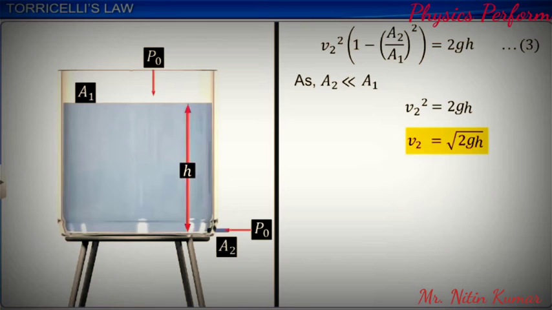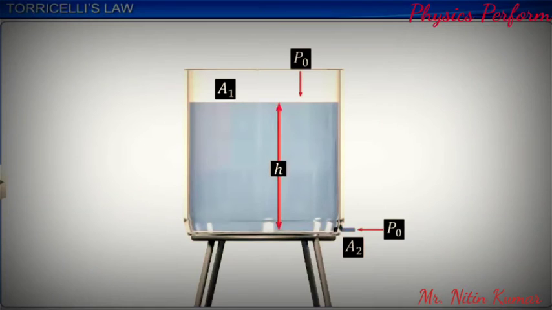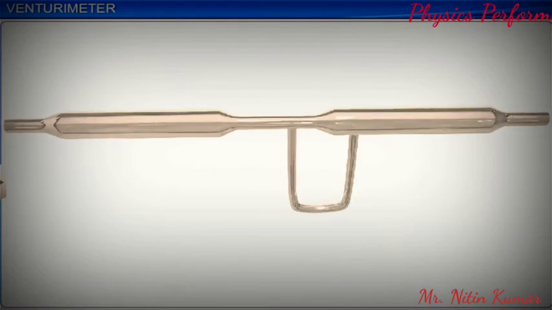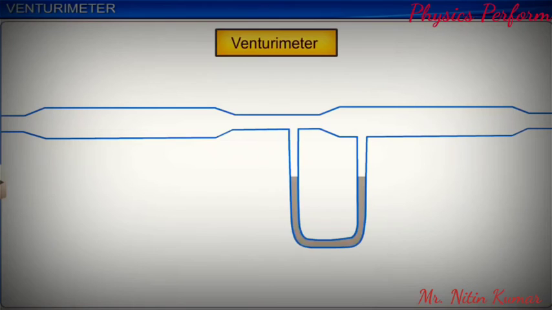The velocity of efflux is maximum when the depth of the orifice is at a maximum vertical distance from the free surface of the liquid, as V is proportional to root h. A venturimeter is used to measure the speed at which an incompressible fluid flows. It was developed by an Italian physicist, G.B. Venturi. A venturimeter is based on Bernoulli's principle.